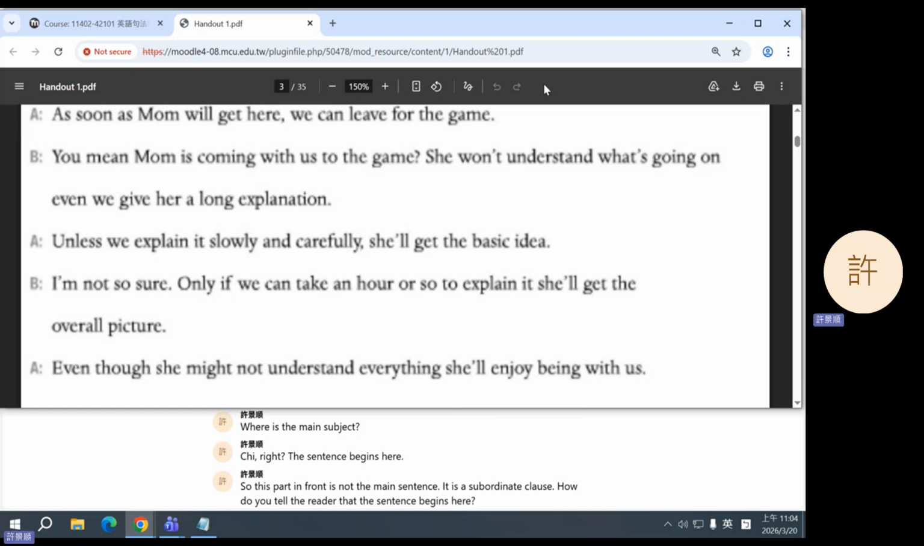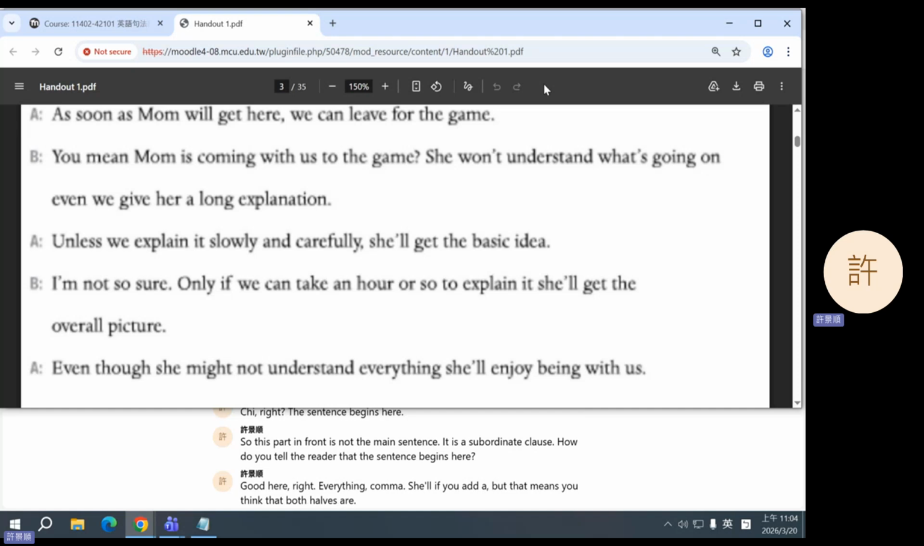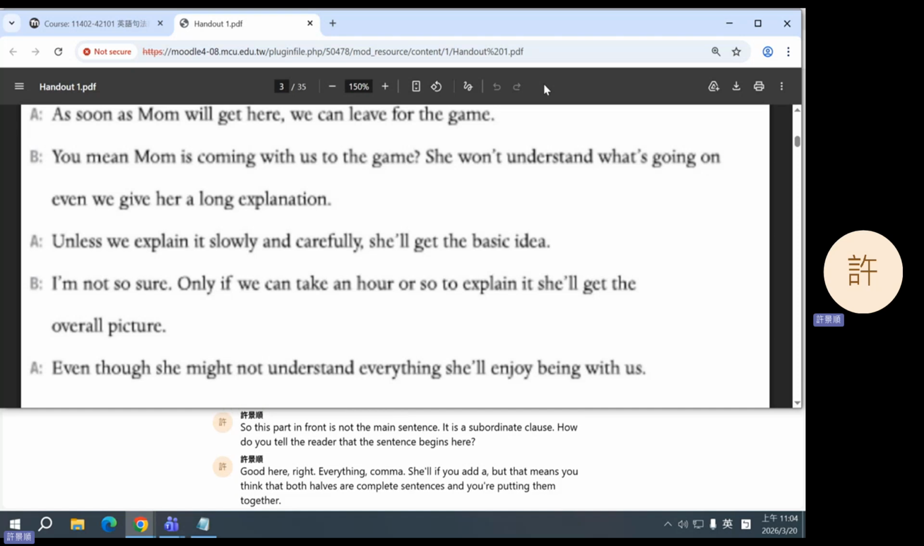Good. Here, right? Everything, comma, she'll. If you add a but, that means you think that both halves are complete sentences and you're putting them together, which is not true. So everything, comma, she'll enjoy. Questions about this page?